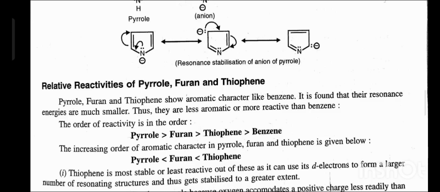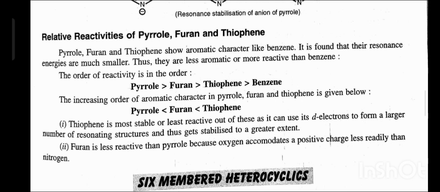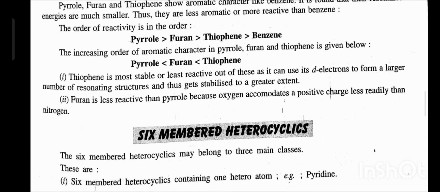Increasing order of aromatic character in pyrrole, furan and thiophene is given as pyrrole, furan, thiophene. Thiophene is the most stable, or least reactive, out of these, as sulfur uses its d electrons to form a large number of resonating structures and thus gets stabilized to a greater extent. Furan is less reactive than pyrrole because oxygen accommodates a positive charge less readily than nitrogen.